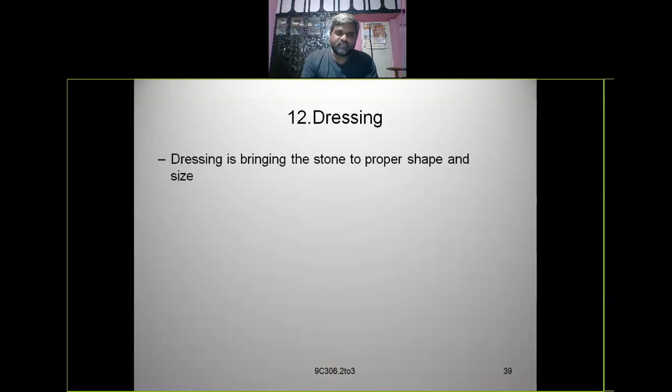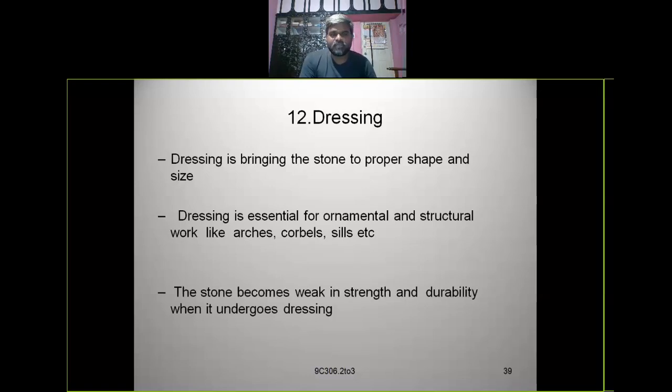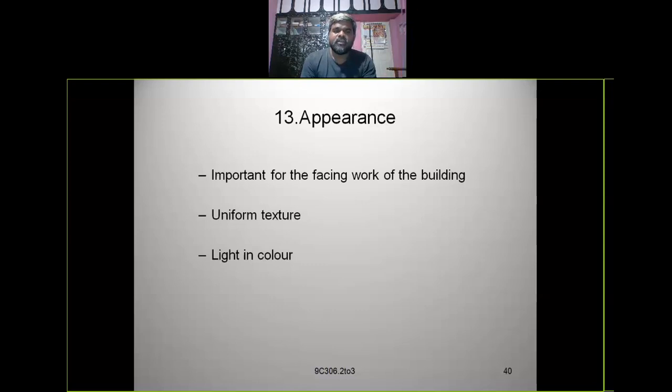Dressing. What is dressing? Dressing means shaping the stones into a required size, right? Dressing is bringing the stone into proper shape and size. Dressing is essential for ornamental and structural works like arches, cobbles, sills, etc. The stone becomes weak in strength and durability when it undergoes dressing. Appearance is very important for the facing work of a building. Uniform texture, uniform color, light in color: these are the appearance.